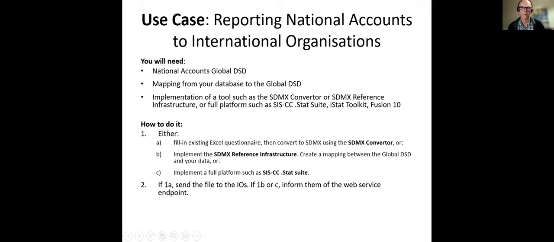You can fill in an Excel questionnaire and then convert to STMX, or you can implement these other tools. I'm not going to go into this. I probably haven't got time. But please look at the slides after the presentation if you're interested in how to do this.